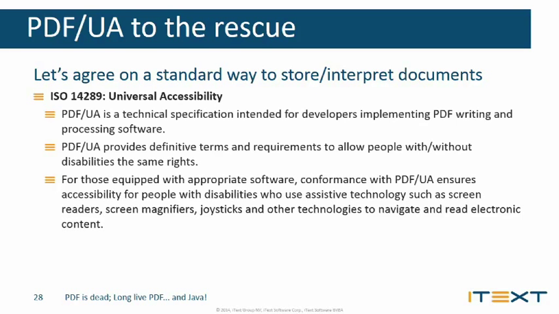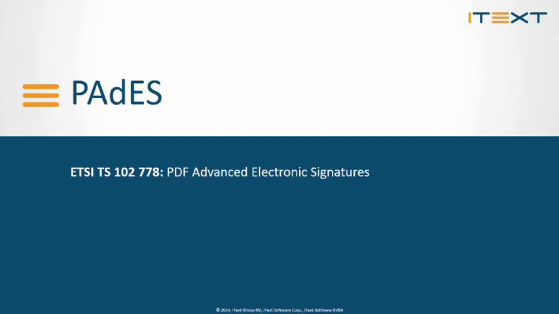And so PDF UA provides definitive terms and requirements to allow people with or without disabilities the same rights. This is very important in the US because you have Section 508 here, where when a government or somebody puts a document on a website, it needs to be accessible to anyone, so to people without and with disabilities. And so people equipped with appropriate software, or assistive technology, can consume the document. So that's why PDF UA is important.